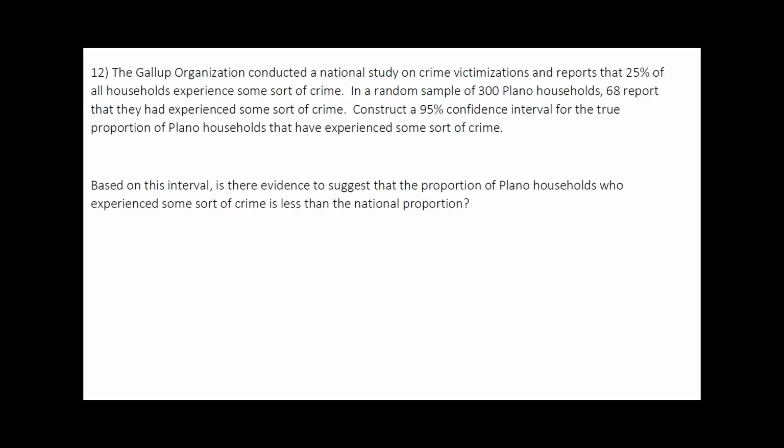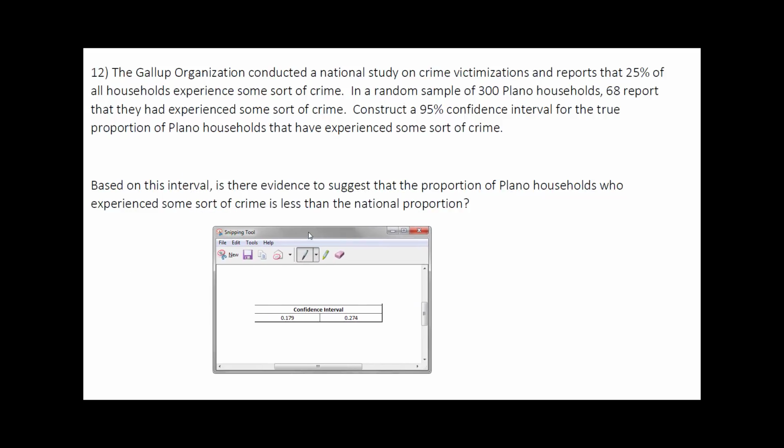And then the other question we asked to look at is, based on this interval, is there evidence that it's less than the national proportion? Well, what does the nation expect? The nation expects about 25%. And based on the 68 and the 300, we would predict that this area is somewhere between 18% and 27%. So is that any different than the nation? Well, no, because 25% is somewhere in that interval. So it's possible it could be 25% exactly. The interval would have to not contain that number at all in order for it to be significant. So let's say the national average was 29%.